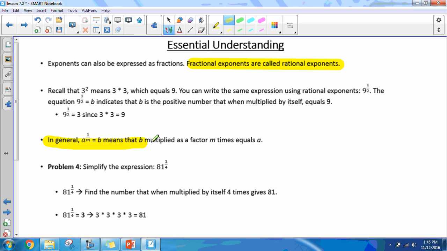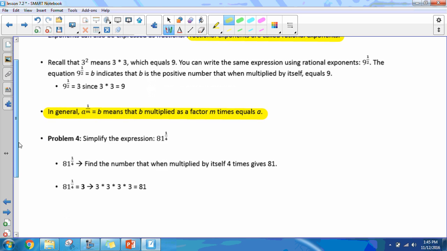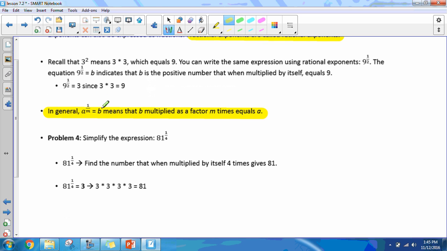In general, a to the 1 over m power equals b means that b multiplied as a factor m times equals a. Remember, this 1 over m is a fraction in the exponent. So we're going to try simplifying 81 to the 1/4 power. What we need to think here is, because our denominator is 4, we need to think what number, when multiplied by itself 4 times, will give us 81. And we know that number is 3, because 3 times 3 times 3 times 3 will equal 81.